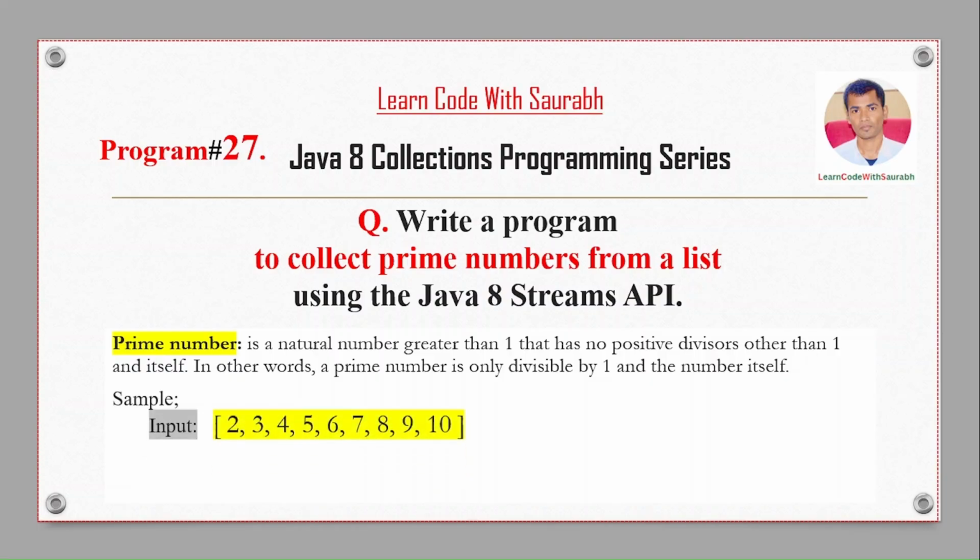For example, we have taken 2, 3, 4, 5, 6, 7, 8, 9, 10. We know that the smallest prime number is 2, so we can make the program and check all the prime numbers which belong to our input. After running the program, we will get output like 2, 3, 5, 7 as prime numbers.